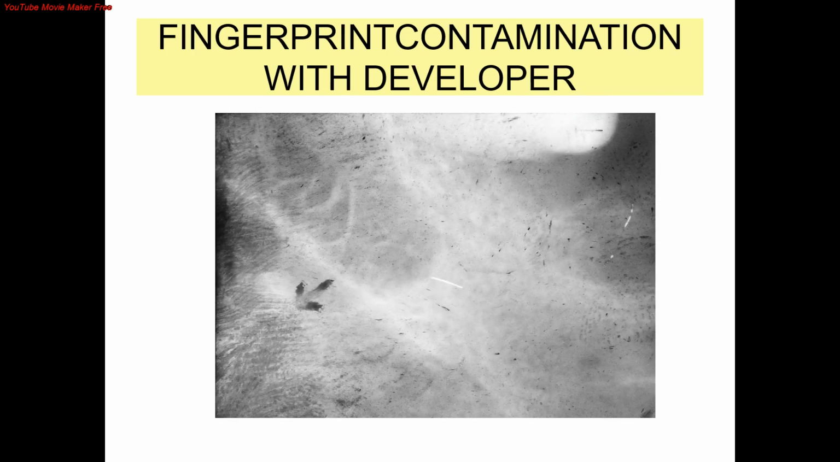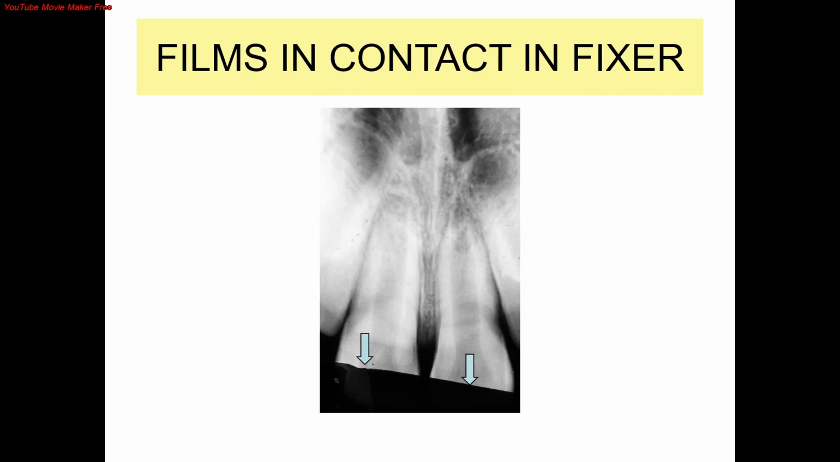Next is called fingerprint contamination. The appearance shown by the arrow is due to a finger contaminated with developer during loading of the film on hangers. The ridges on the finger carry developer, and like dark spots, they get doubly developed.